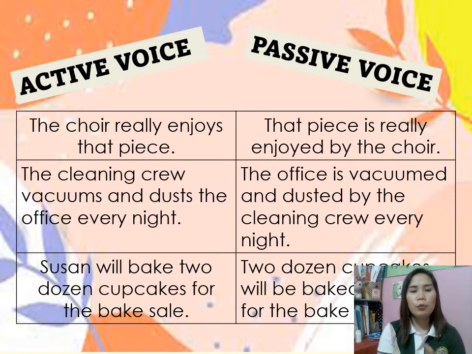Next, Susan will bake 2 dozen cupcakes for the bake sale. The subject is Susan, and our verb is will bake, which is simple future. The receiver, or the object, is 2 dozen cupcakes. In passive, it will become 2 dozen cupcakes will be baked by Susan for the bake sale. Again, our verb will bake became will be baked. Just put be because it is simple future.